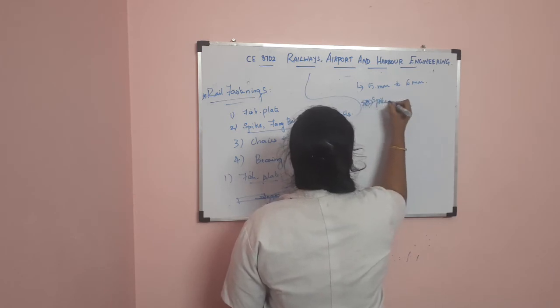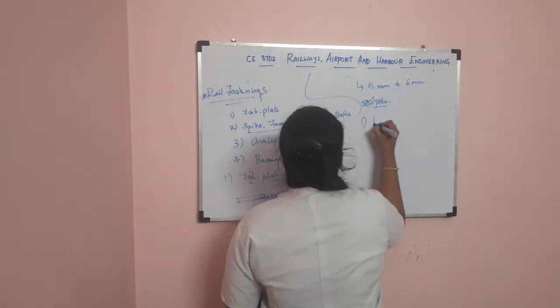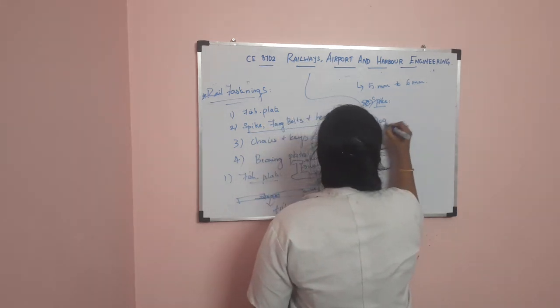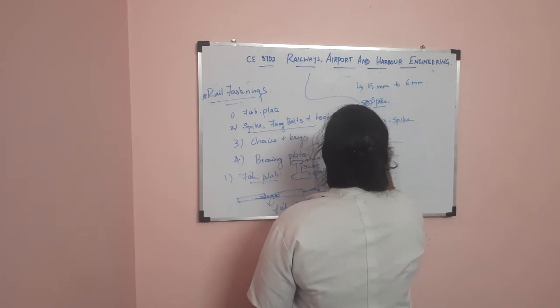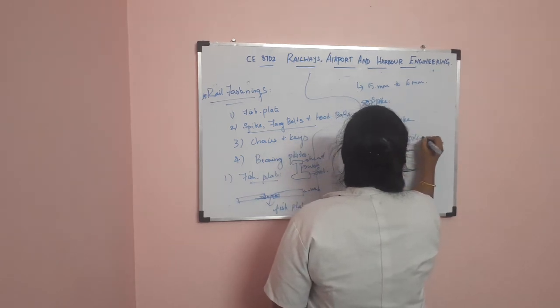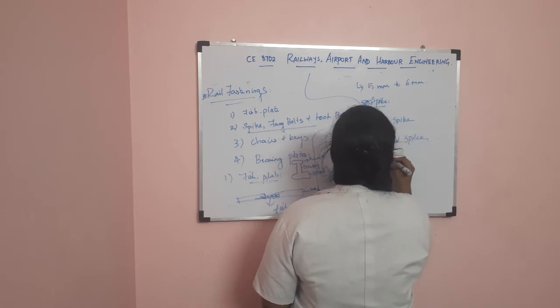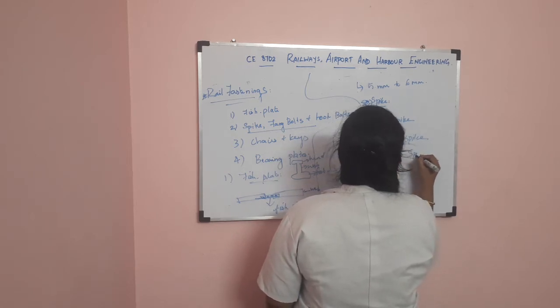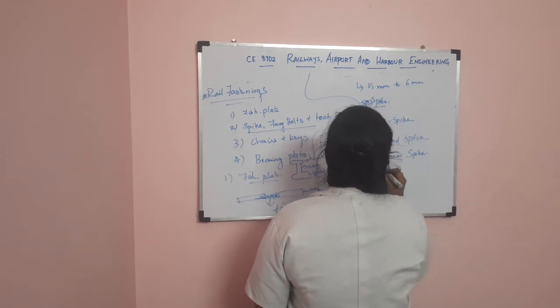Spike. The spike is divided into 4 types. The first one is dog spike, round spike, screw spike, and the fourth one is elastic spike.